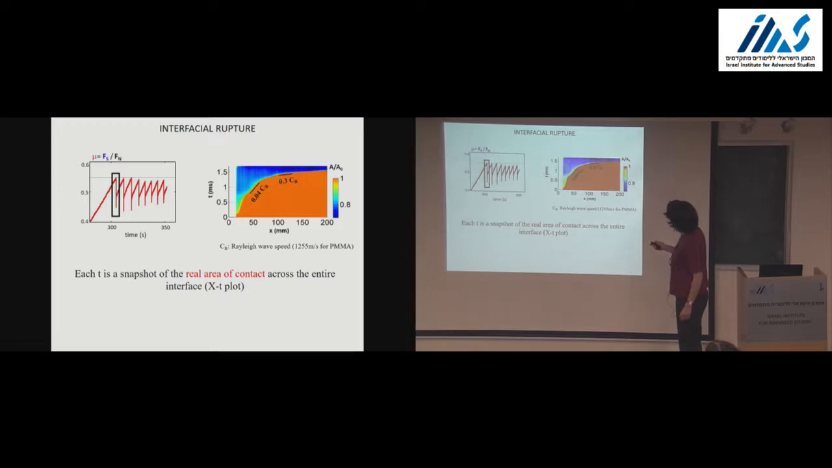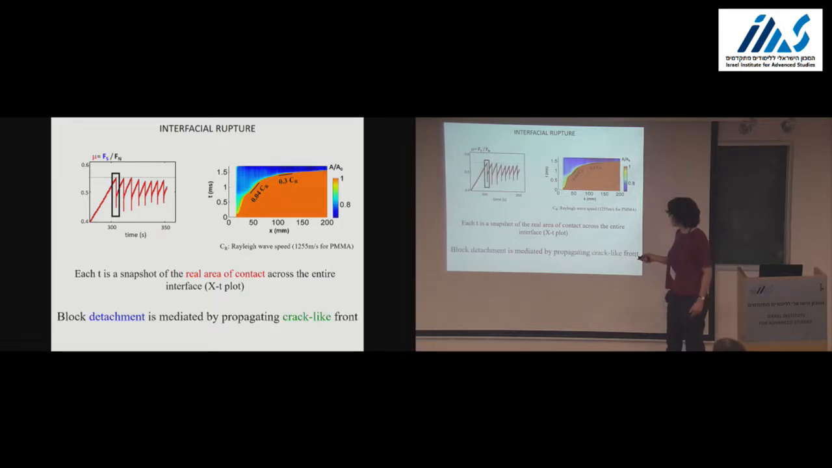And what we see here is a front propagating from the left to the right. Initially, contacts are intact. And as the front passes, the contact area is reduced, meaning that contacts are broken. That's why we say, and this is important, macroscopic sliding occurs only once the front traverses the entire interface. That's why we say that the detachment of the blocks is mediated by a propagating crack-like front, and it's not only crack-like, it's actually a true crack.